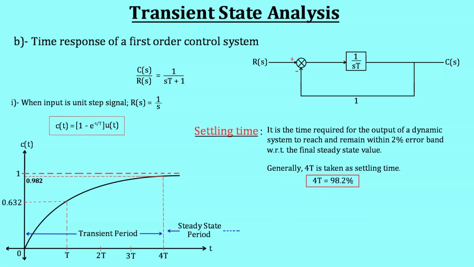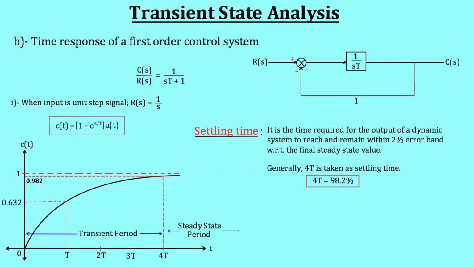The exact definition of settling time is the time required for the output of a dynamic system to reach and remain within a 2% error band with respect to the final steady state value. We use the formula of settling time equal to 4 times the time constant when we have to tell the approximate value of the settling time. However, it is slightly less than that value. As you know, to remain within the 2% error band, the output should have reached exactly 98%, not 98.2%. That is the reason there is a slight difference between the actual value of settling time and the approximate value which is provided by 4 times the time constant.